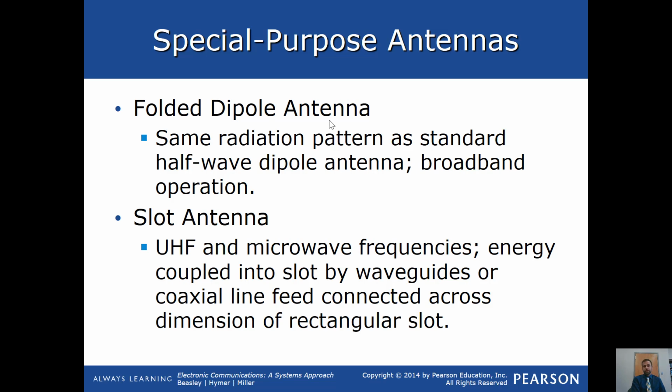Then you have folded dipole antennas, which have the same radiation pattern as a standard half-wave dipole antenna, but can actually allow you to have broadband or wide frequency operation. Then you have a slot antenna, which is an ultra-high frequency and microwave frequency operating antenna, and the energy is coupled into a slot by waveguides or coaxial line feeds connected across the dimensions of a rectangular slot.